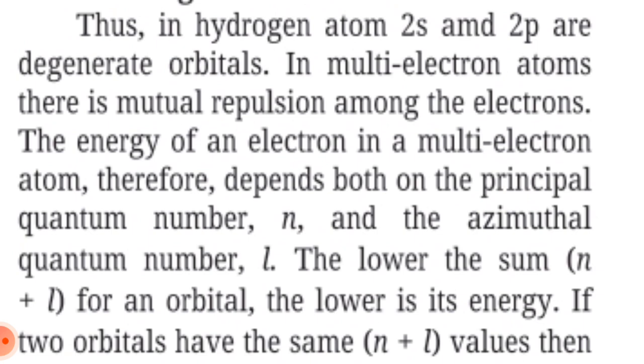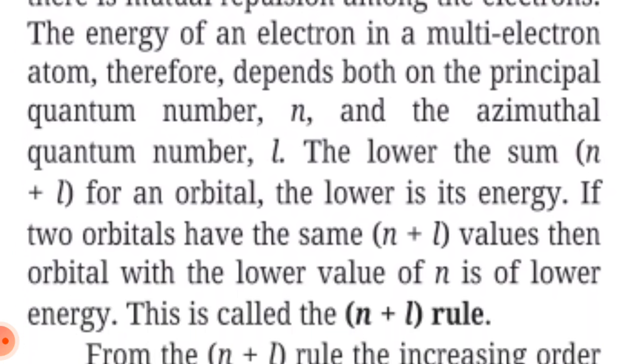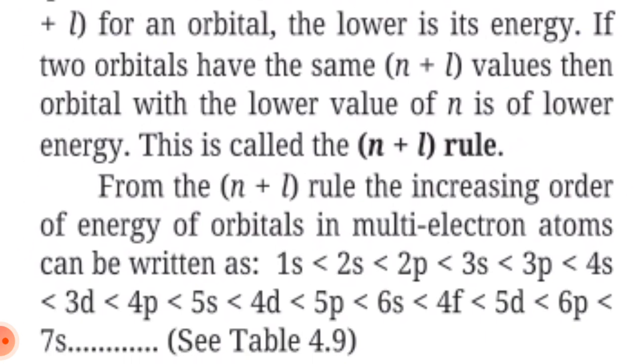In multi-electron atoms, there is a mutual repulsion among the electrons. The energy of an electron in a multi-electron atom therefore depends both on the principal quantum number n and azimuthal quantum number l. The lower the sum n plus l for an orbital, the lower is its energy. If two orbitals have the same n plus l value, then the orbital with lower value of n is of lower energy. This is called the n plus l rule.